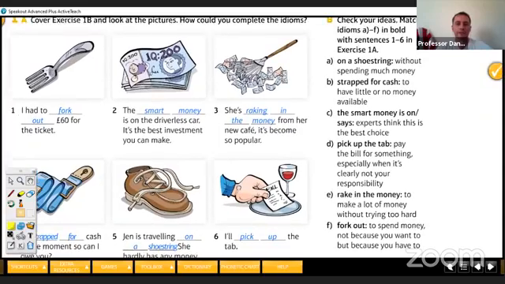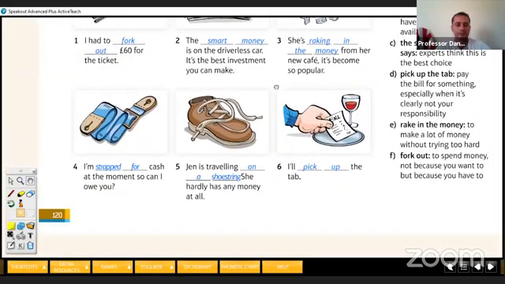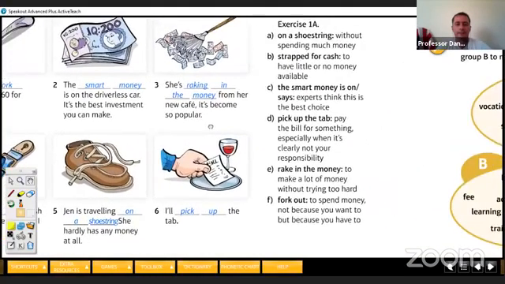B, strapped for cash, to have little or no money available. That's the meaning of strapped for cash. I'm strapped for cash at the moment. So can I owe you? Can I pay you later? That's the definition that it says here. Okay, I'll pay you later. Now, the smart money is on means experts think this is the best choice.